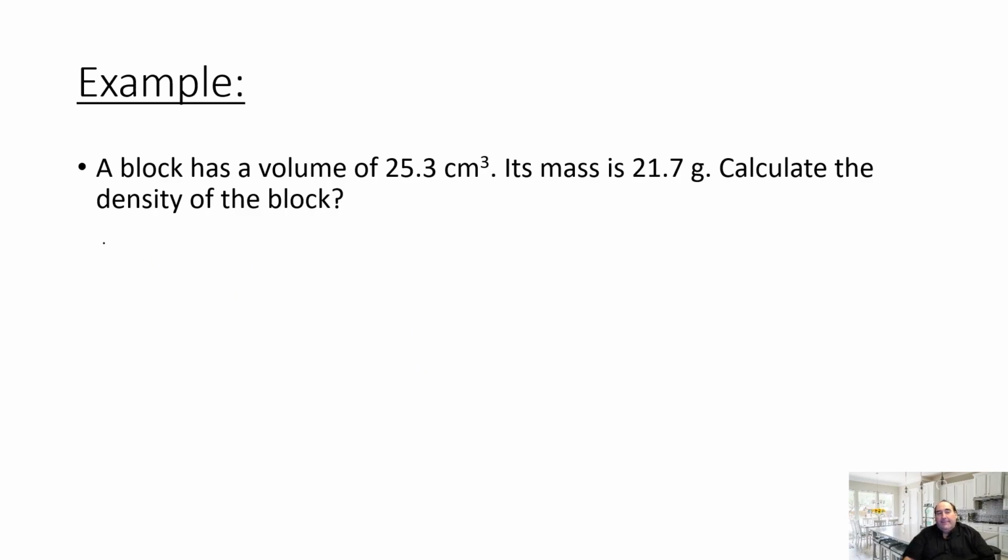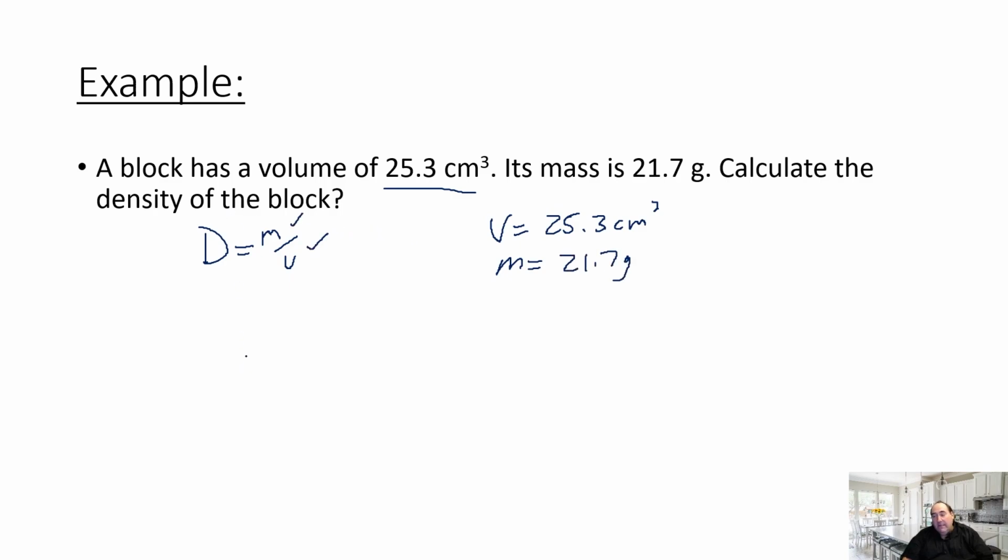Okay, so in this case, we are dealing with density, so we'll use our density equation, mass divided by volume. Remember, a cubic centimeter is a volume. So we do have a volume given to us. The mass is also given to us, which is 21.7 grams. So if we check off what we have, we pretty much have everything we need. So the density here will be 21.7 grams divided by 25.3 cubic centimeters.